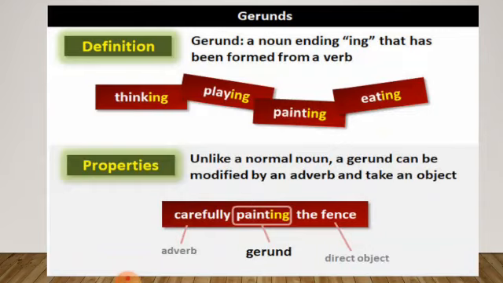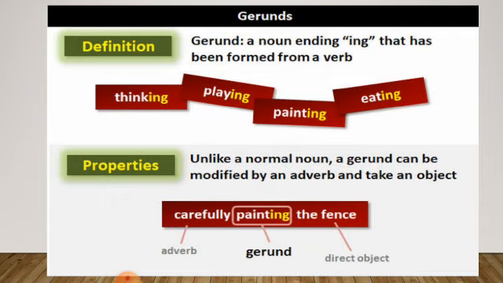Today we will discuss gerunds. What is a gerund? A gerund is a noun ending in -ing that has been formed from a verb. For example, think, and I add -ing to it, so it becomes thinking. Playing, painting, eating. Unlike a normal noun, a gerund can be modified by an adverb and can take an object. It is like a normal noun.